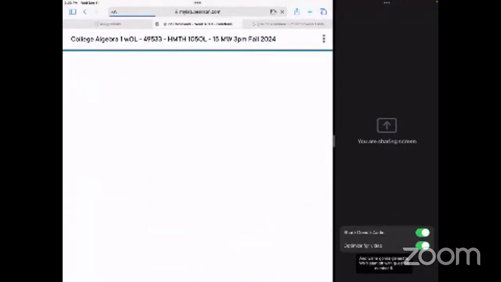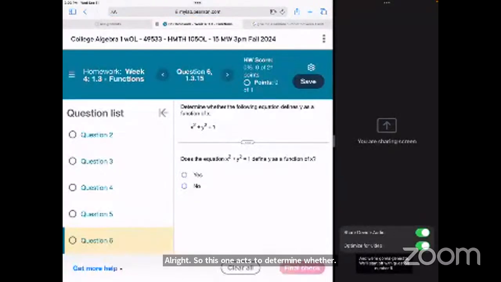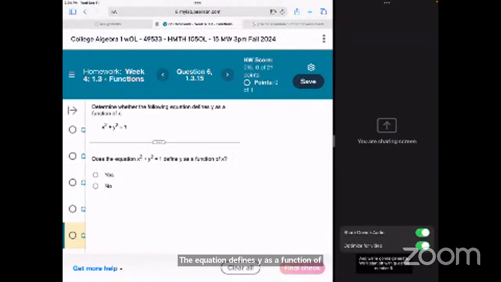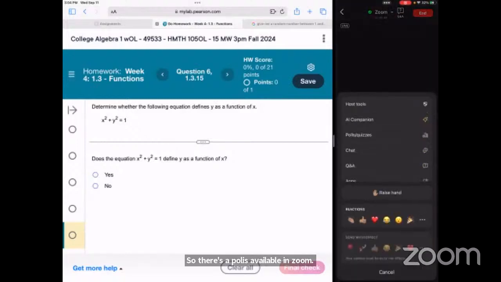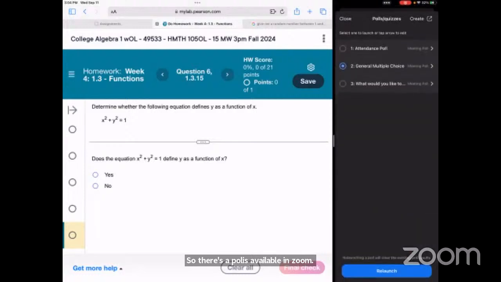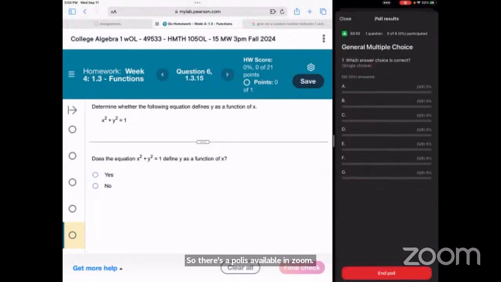This one asks us to determine whether the equation defines y as a function of x, right? With something like this, I'm going to start a poll. There's a poll that's available in Zoom. Poll, launch. We're going to let A be yes and B be no. We want to determine whether this defines y as a function of x.